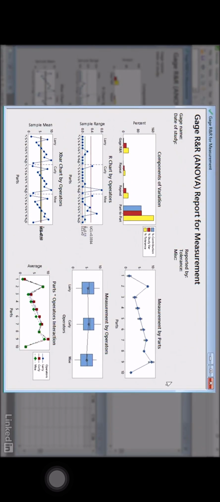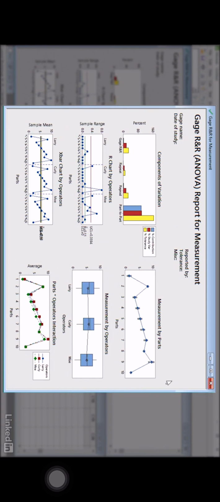We're using the ANOVA method. For options, let's specify the specifications, upper and lower spec for this. 0.5 for the lower specification and 10.5 for upper specification for the product. Okay, and let's go. Here we have the printout of the various charts for the analysis.